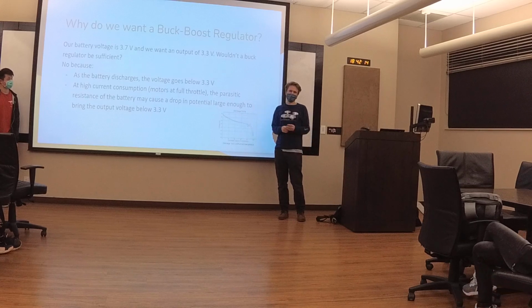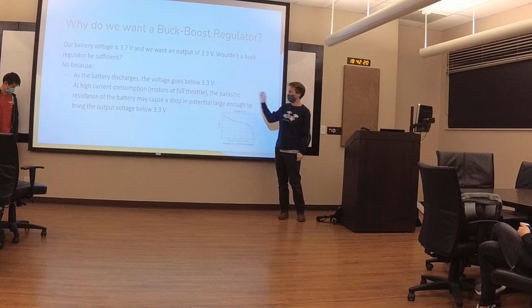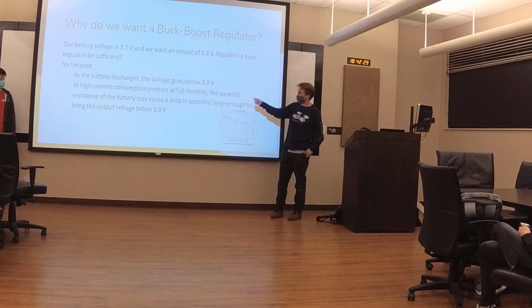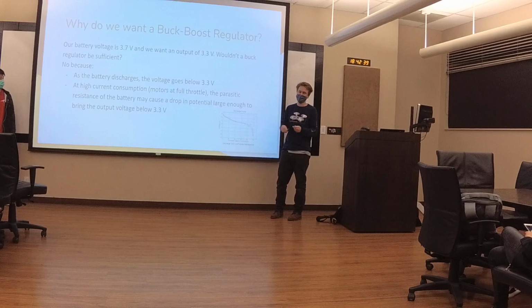Pretty much what this means is that a perfect battery would just be a voltage source. Ours is a voltage source in series with a resistor. Under high current draws, such as our motors being at full consumption, there's going to be a drop in potential across the internal resistance of the battery. So the output isn't guaranteed to always be above 3.3 volts. At max current consumption, for example, it might drop down to like 3 or 2.5 volts. I don't know, I didn't really ever measure this. All I know is that it goes below 3.3 volts, and you can't get away with a simple buck regulator.